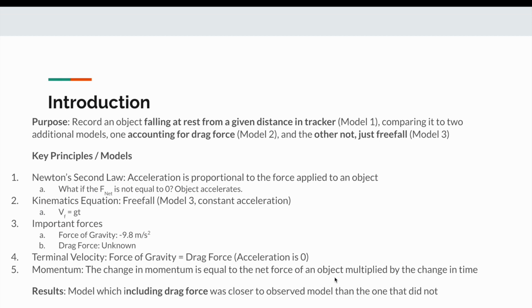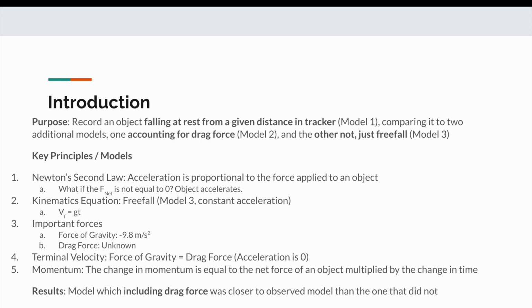The purpose of this lab was to record an object falling from rest from a given distance in Tracker, comparing it to two additional models, one which accounted for drag force and the other which did not. Some key principles and models to know are first Newton's second law, which says that acceleration is proportional to the force applied to an object.